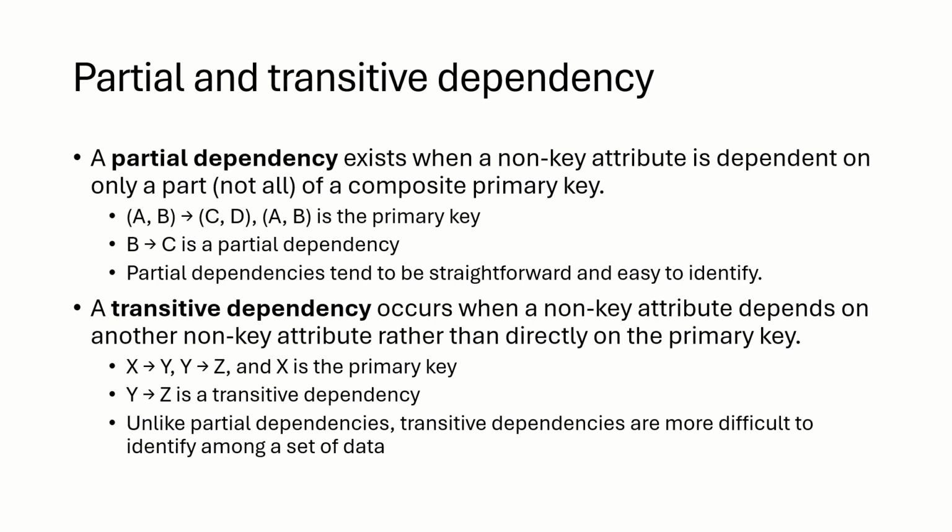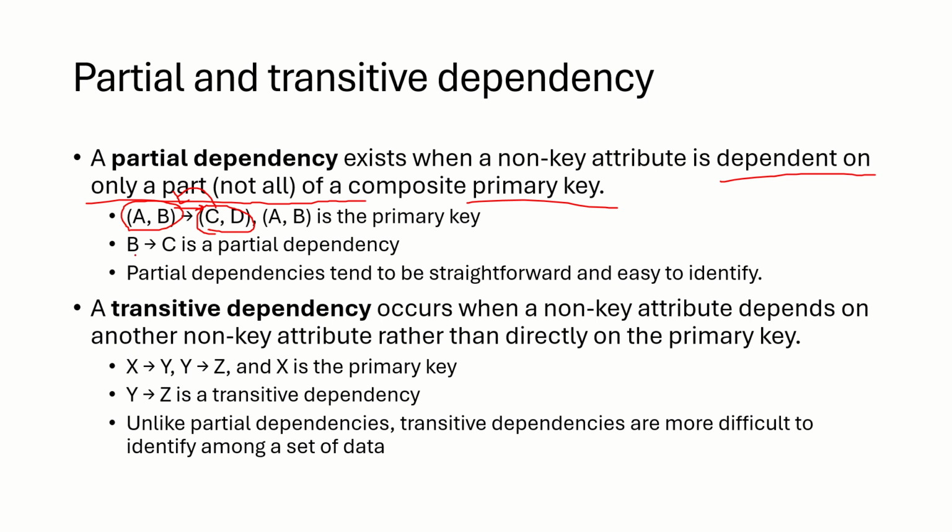There are two types of functional dependency. One of them is called partial dependency. That means a non-key attribute depends on only part of the primary key. For example, we know A and B is the primary key, which can determine some other attributes C and D. So that means C and D depend on A and B.